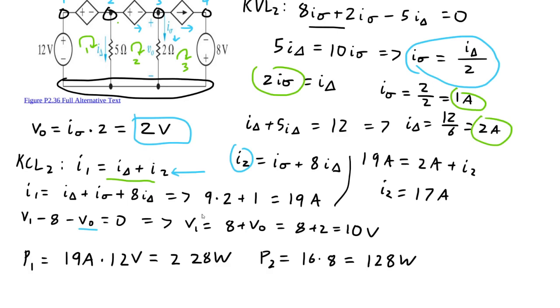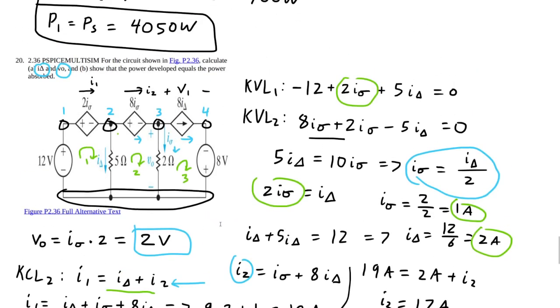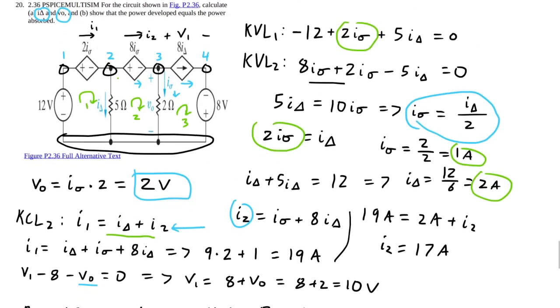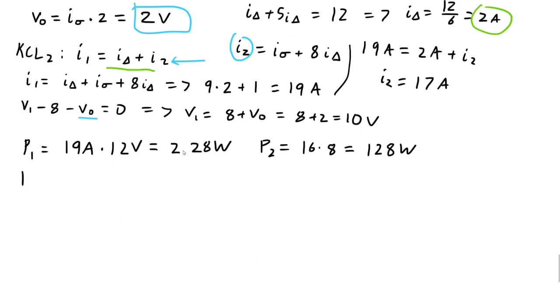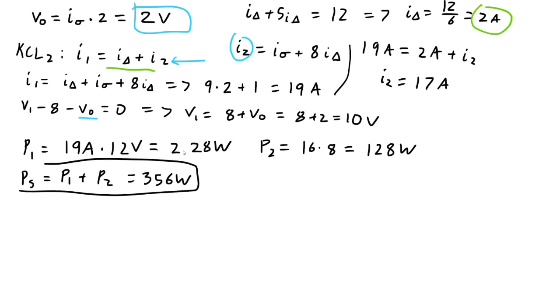Okay. I'm sorry. We have to do more than just calculate the power developed. We also got to calculate the power absorbed. And we're just going to show that they equal each other. Sanity check, I guess. So we can say that the power supplied is going to be P1 plus P2. So P1 plus P2 is 356 watts. That's our supplied power.